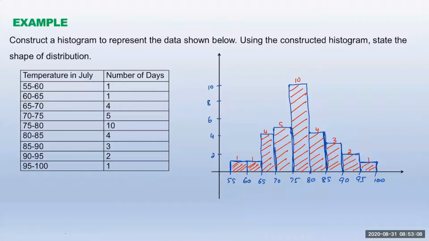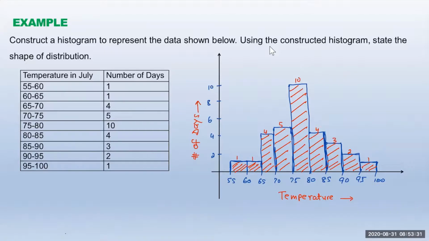Okay, let's now label this one. Along the x-axis, we have the temperature, and we have the number of days along the y-axis. So we'll write that: number of days along the y-axis. So this is our histogram.